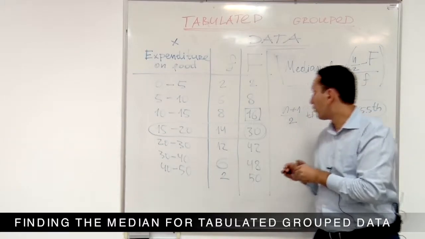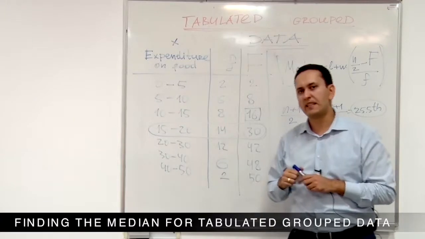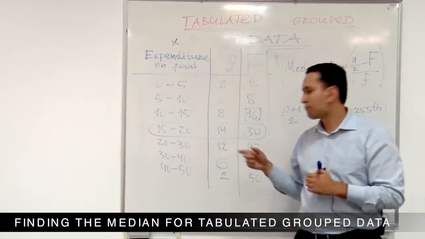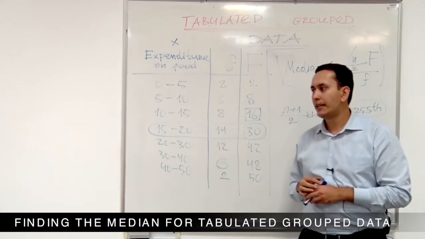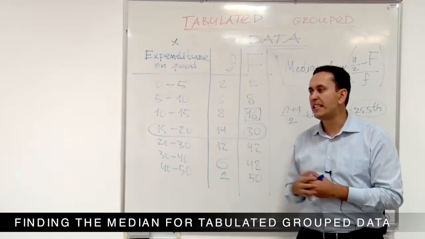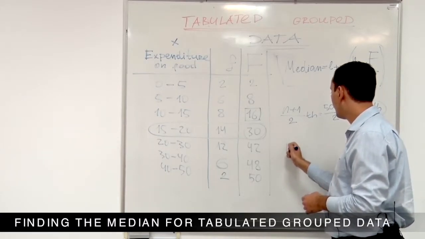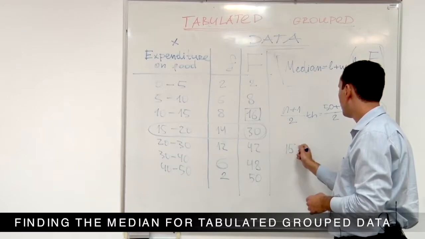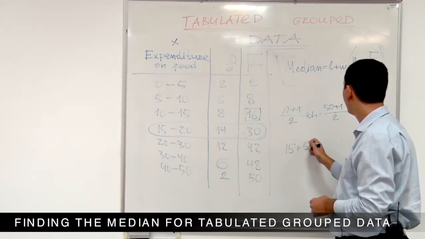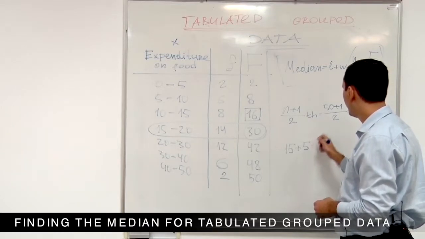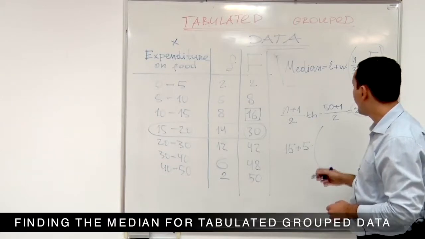And then for F, we use the frequency of the median group. Now, let's plug in these numbers into this formula and calculate for the median. Instead of L, we put 15 plus the width, which is 5, multiplied, open a big bracket, and divided by 2.